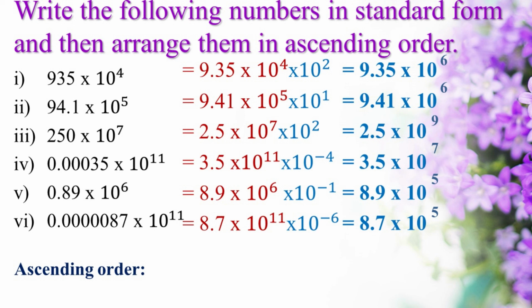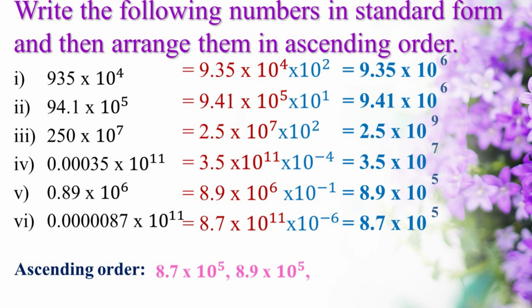Here, which is the smallest power? 5 is the smallest power. But there are two numbers: 8.7 into 10 to the power 5 is one number, and 8.9 into 10 to the power 5 is another number. Now you can compare these two numbers, 8.7 and 8.9. As we have to arrange in ascending order, the smallest number is 8.7. Therefore, 8.7 into 10 to the power 5 is the first number. Next, 8.9 into 10 to the power 5.